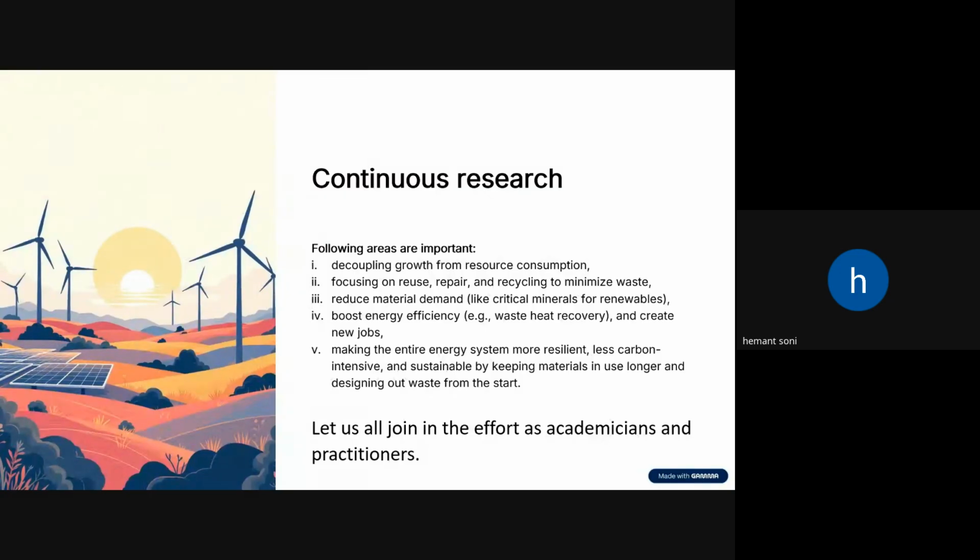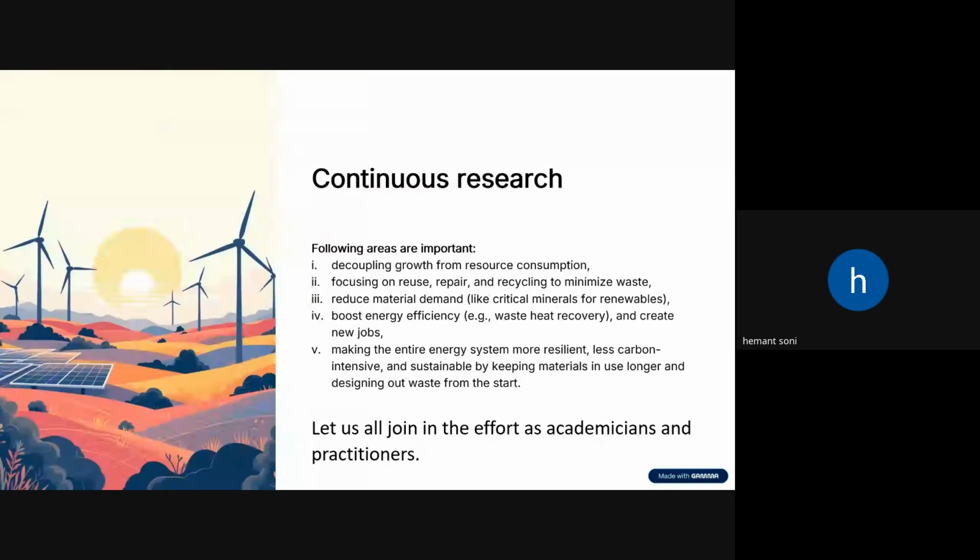like waste heat recovery. Some of the heat that we just release can be used meaningfully, as a source or as an input for another industry. And that energy efficiency is also expected to create new jobs. Another area of research would be to make the entire energy system more resilient, less carbon intensive, and sustainable by keeping minerals in use longer and designing out waste from the start.